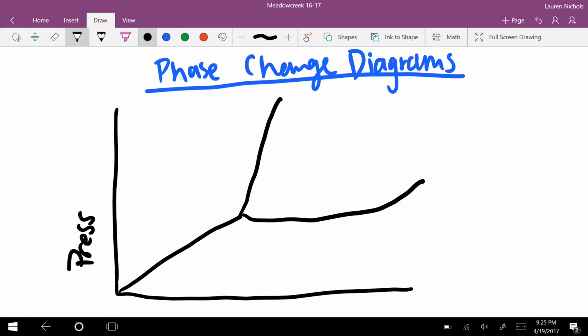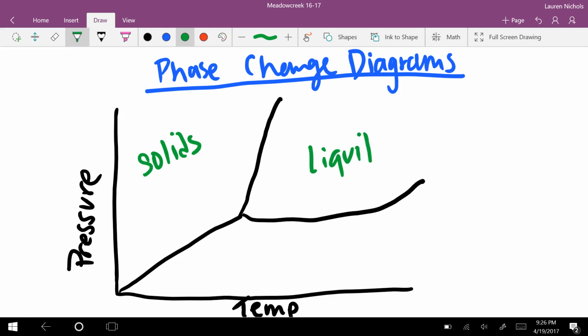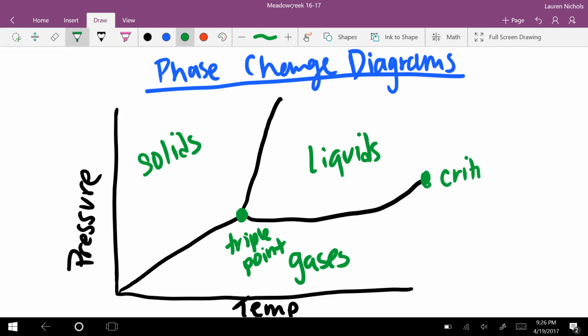Pressure is on the y-axis and temperature is on the x. In this region we have solids, and then liquids are in the middle, and gases are over here. This point in the middle is our triple point, and the triple point is where you can see all three phases at the same time. This point here is called our critical point.